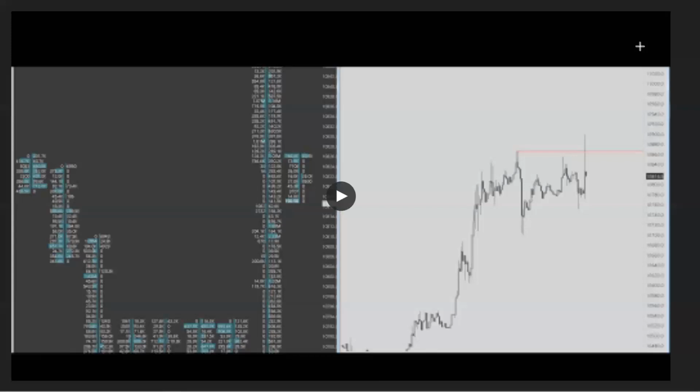And I think for some of you, and even for me too sometimes, even after all this time, this might be in the back of your mind: what if this level doesn't hold? With the footprint you can see, yes, for sure there's liquidity there. So in this sense, it's a kind of confirmation.